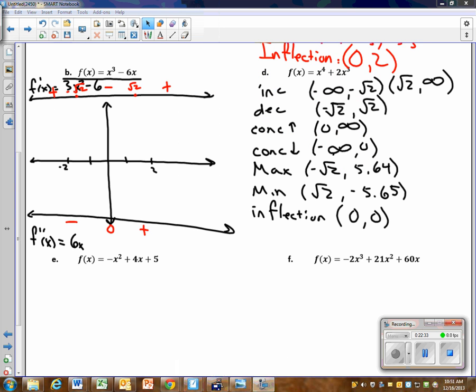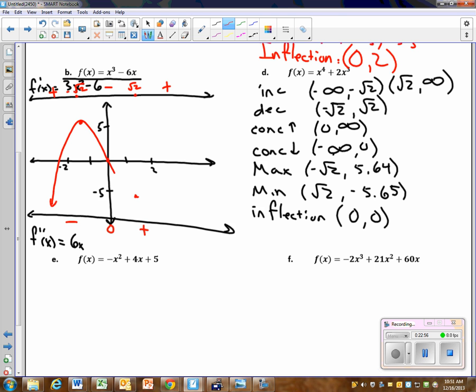Okay, that's about what you should come up with. If you graph this, you can just plot some points here. Negative root of 2, 5.64, 0, 0, root of 2, negative 5.64. See the shape you get. So there you go.